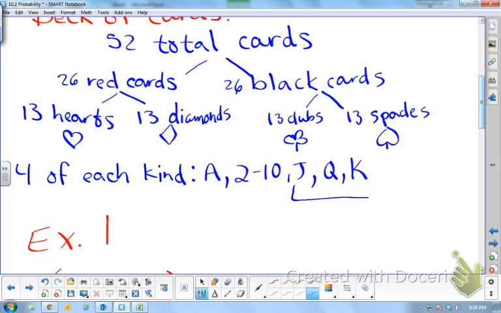Okay? So is the ace like a 1? The ace can be considered, it depends on what game you're playing. A lot of the times it's considered as a 1. It could also be considered as higher than the king, so more points than the king. Or if you're playing blackjack, it's considered as 11 points. It depends on what game you're playing.